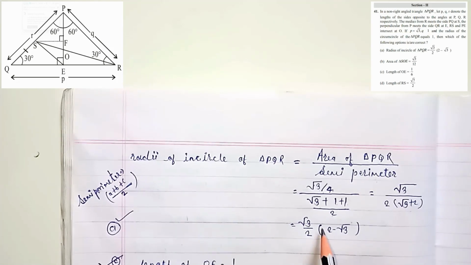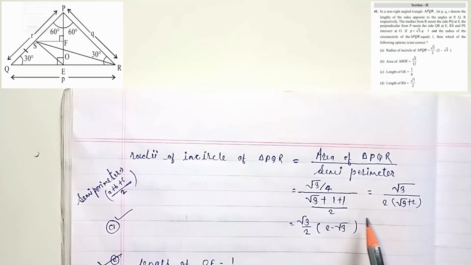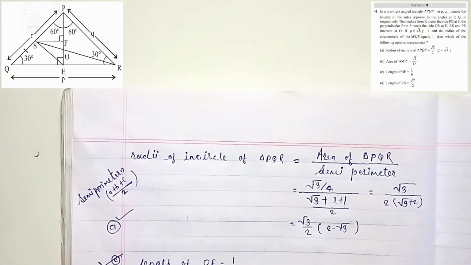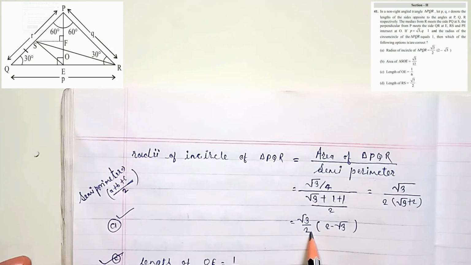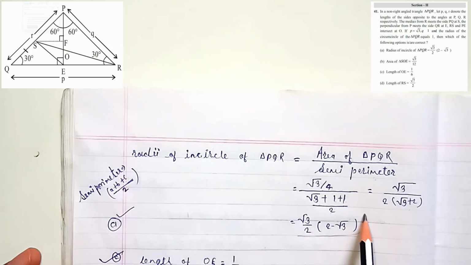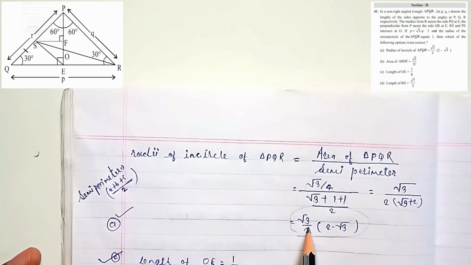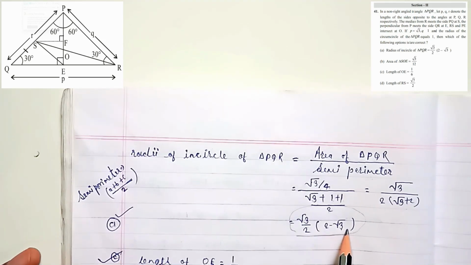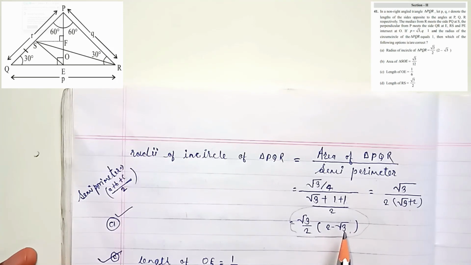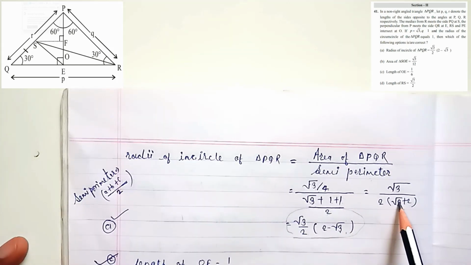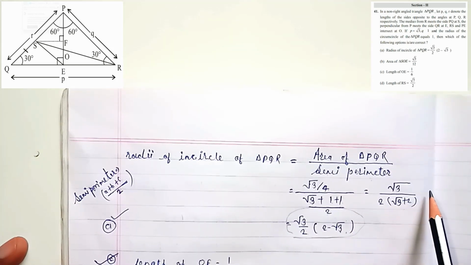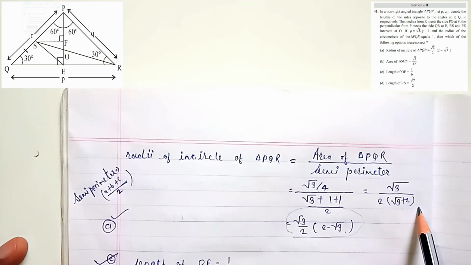So here we got √3 by 2 into (2 minus √3). This is the correct option in our question, so this is our required answer for option first: the radius of the incircle of triangle PQR is √3 by 2 into (2 minus √3). This one is very easy, or if you don't know, you might apply rationalization: multiply and divide by (√3 minus 2), and you will get the required answer.